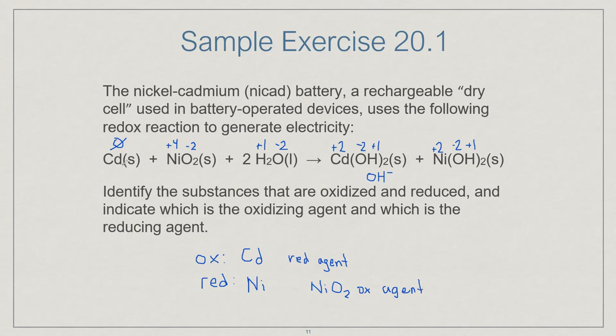And then with the cadmium, since that's just the element by itself, that's why we're just going to consider that to be the reducing agent, whereas the nickel is part of nickel 4 oxide. So we're going to consider that entire compound to be the oxidizing agent in this case.